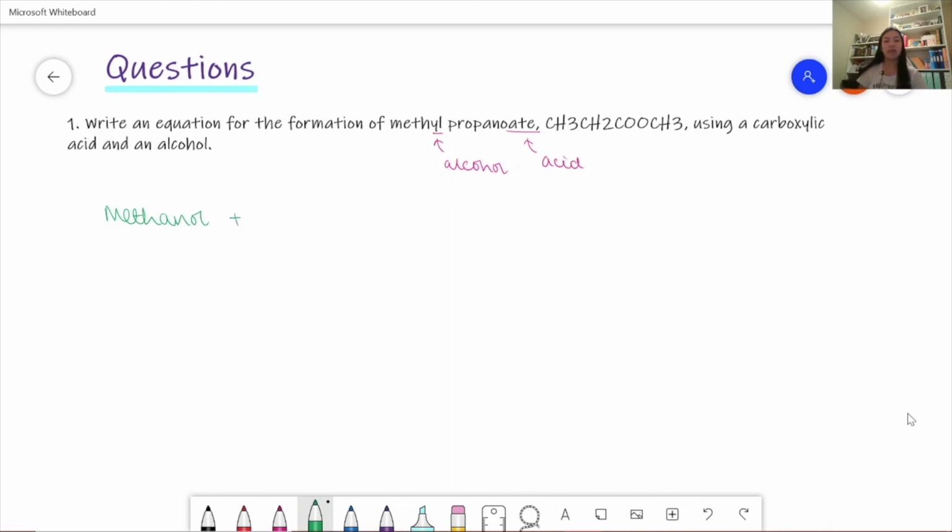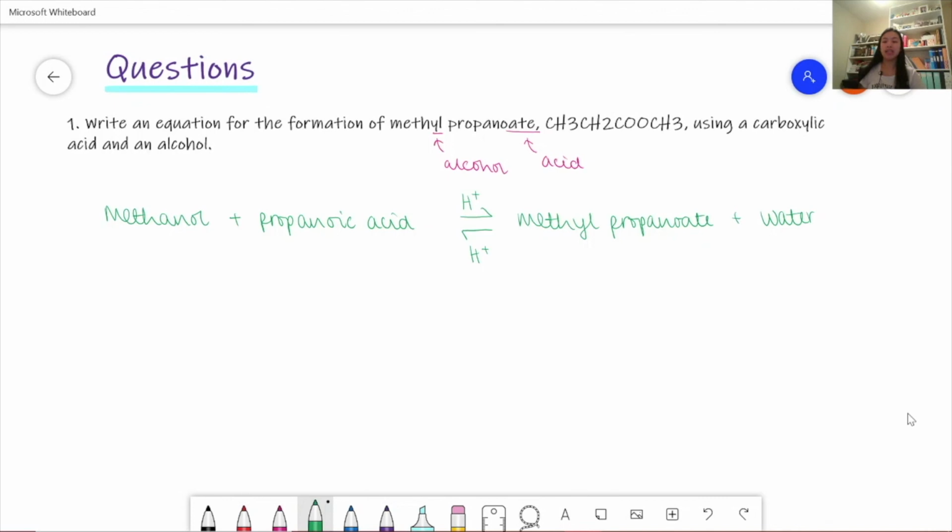And then because it's propanoate, that means we used propanoic acid. So we reacted these two together. And if you remember back to the equation, we had to use an H plus catalyst. And this would form the ester and water. So we would have this methyl propanoate, and water would be liberated.